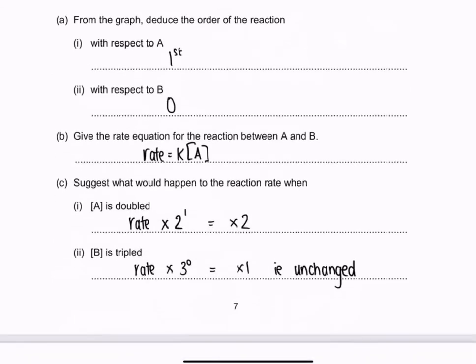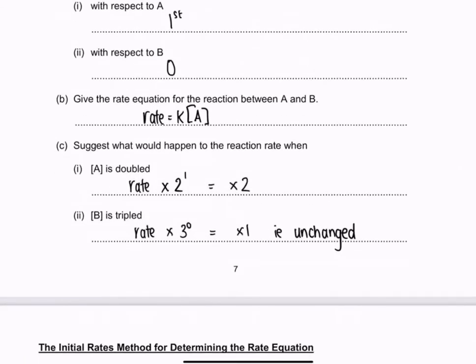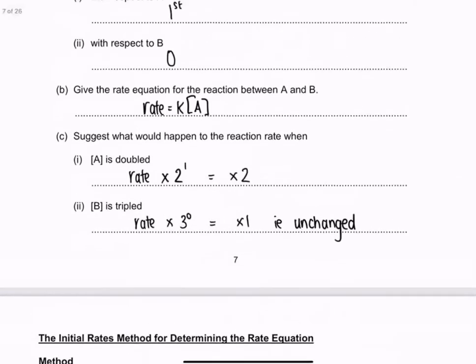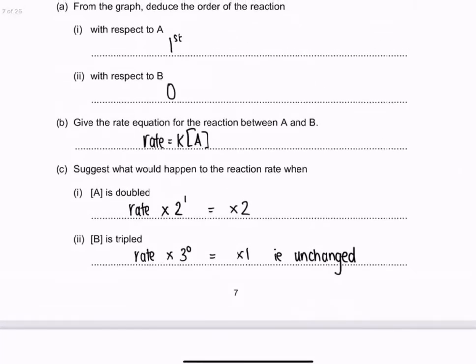Then it says, what would happen if A is doubled? Well, if A is doubled, since A is first order, rate would go up 2 to the power of 1, because A was doubled, that's times 2 for A. It's first order, so that's to the power 1. And 2 to the 1 is 2, so rate would be times 2. If B is tripled, since B is zero order, anything to the power 0 is the number 1, so the rate would just be multiplied by 1, and that means it's not changed. That's our very short video on rate concentration graphs.